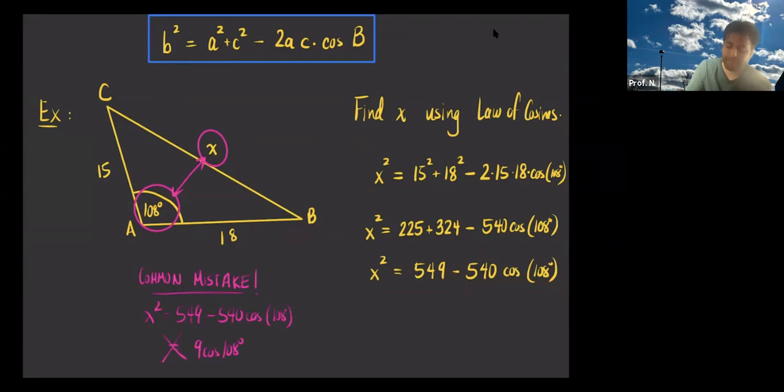So at this point, what I would do is plug it in my calculator, because you have to have a calculator for this. 108 degrees. It's not a nice reference angle, right? It's not one of those nice ones, 30, 60, 90, 45. So you get to plug it in your calculator and you get X squared is equal to, what do you guys get?